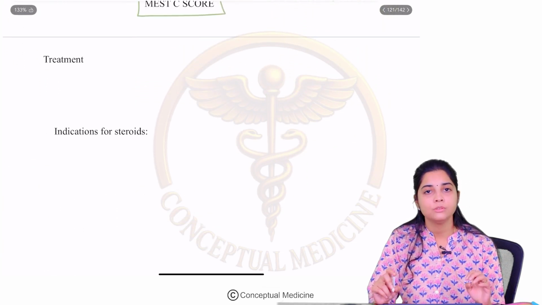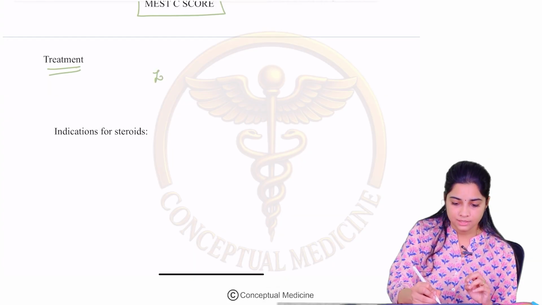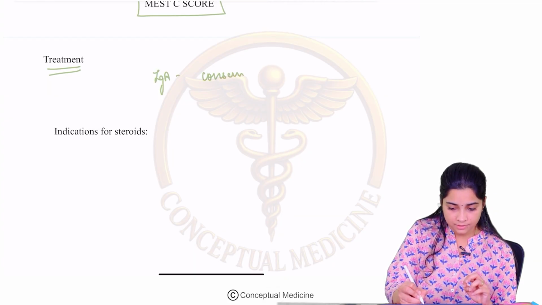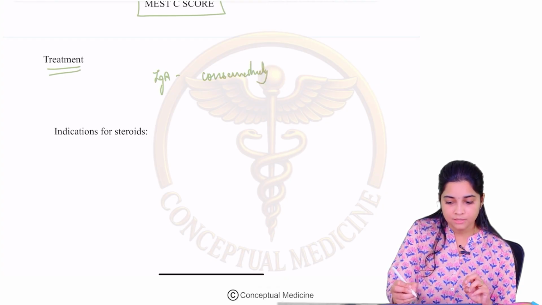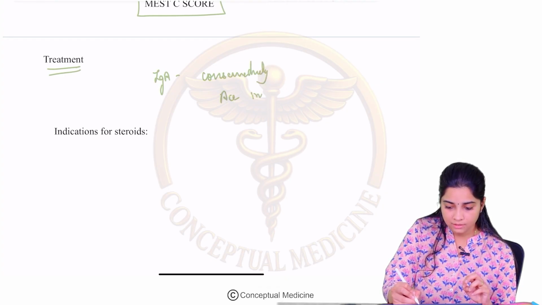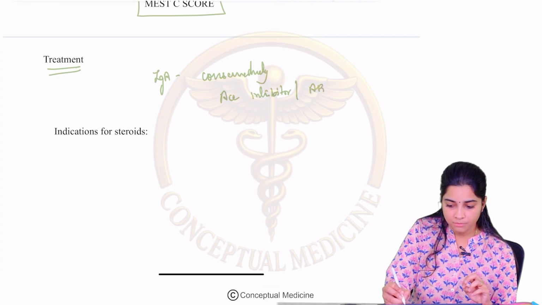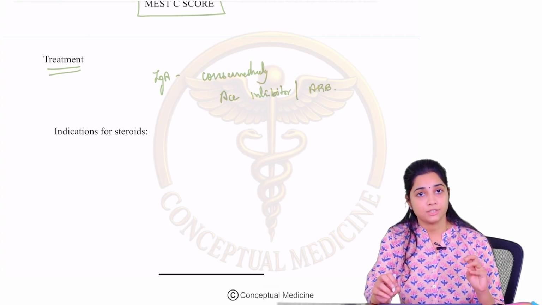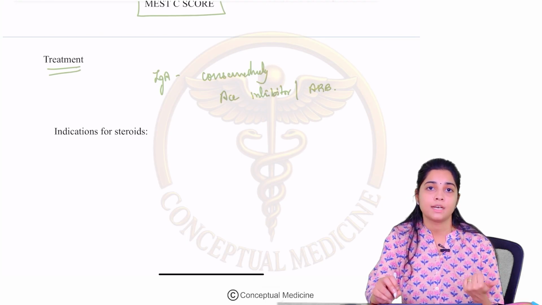Fine. So, how do you treat? The most important thing is that IgA nephropathy most often you have to treat conservatively. To decrease the proteinuria, you can give ACE inhibitors or angiotensin receptor blockers. So, IgA nephropathy is managed conservatively. You give ACE inhibitors and ARBs to decrease the proteinuria and decrease the hypertension.